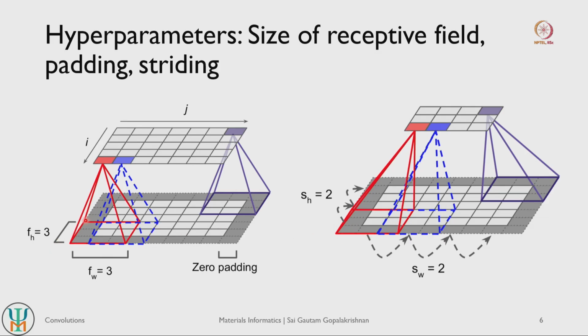You can also have situations where the red and the blue boxes do not overlap at all. So if you have a striding of 3, the red and the blue boxes will actually lie next to each other and they won't overlap. So how the receptive fields are offset from one another in the lower layer for any convolutional layer is referred to as striding, and this is once again a very important hyperparameter.